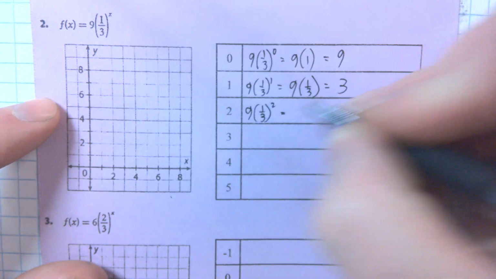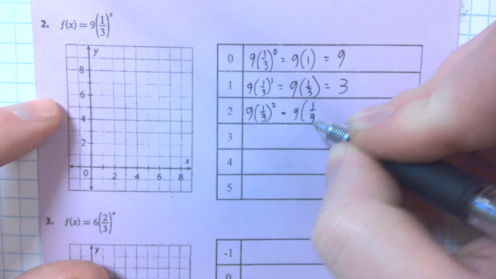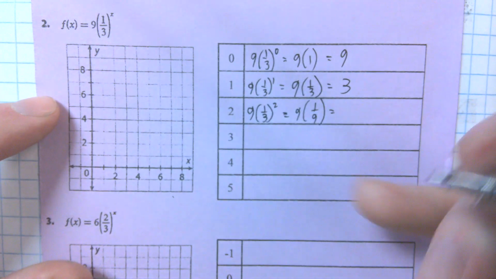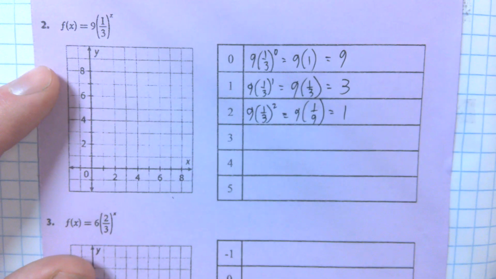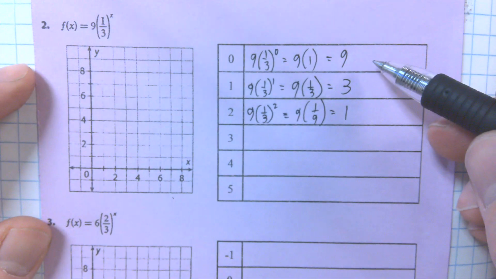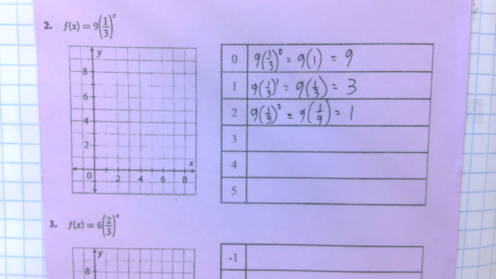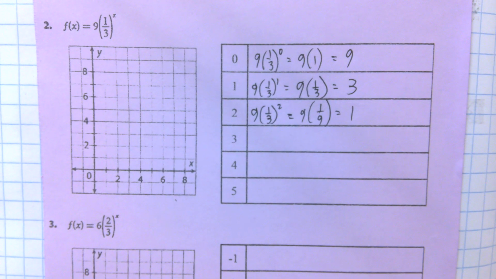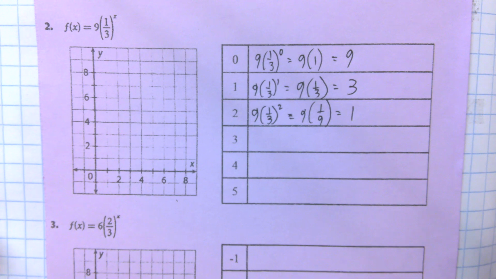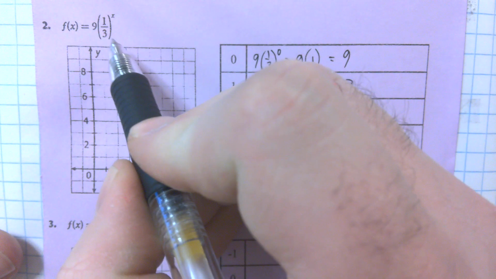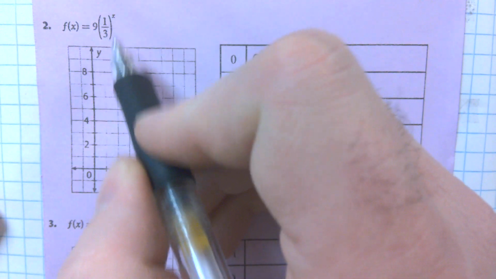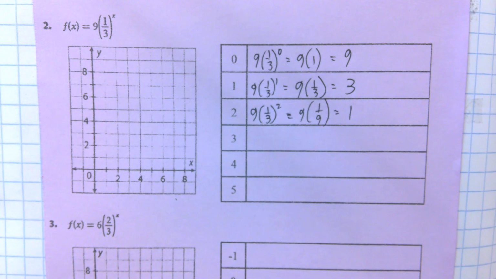I plug in 2. I get 9 times 1/9. What's 1/9 of 9? 1. Are my outputs getting bigger or smaller? Smaller? How much smaller? By a third. Exactly. We're just dividing the previous output by 3. Again, that number inside my parentheses, that's my common ratio.